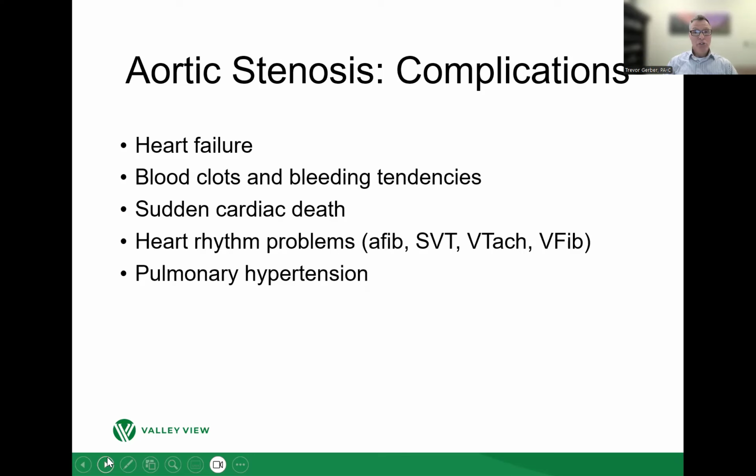Heart rhythm problems are also common with aortic stenosis, including atrial fibrillation, supraventricular tachycardia, and more lethal heart rhythm problems, including ventricular tachycardia and ventricular fibrillation. Additionally, about 15% of aortic stenosis patients have pulmonary hypertension, which is a backing up of blood into the lungs, causing increased blood pressure in the lungs.